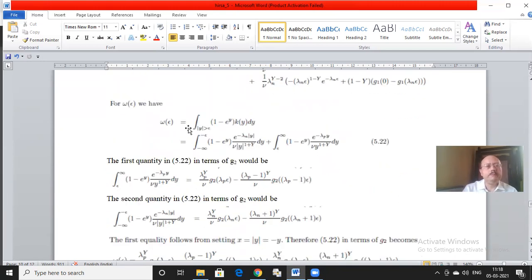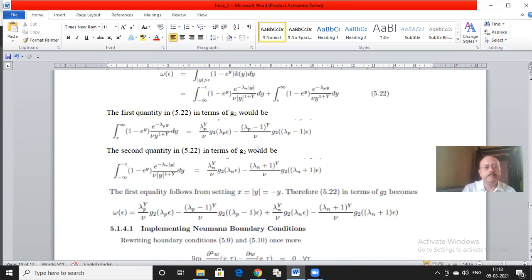Omega epsilon is 1 minus e to the power y times density dy. Again, we cut it into two parts. The first part, we can use this G2 function again and evaluate, and sorry, it's the other way around. This is the second part. Sorry, this is the second quantity. This is the first one.